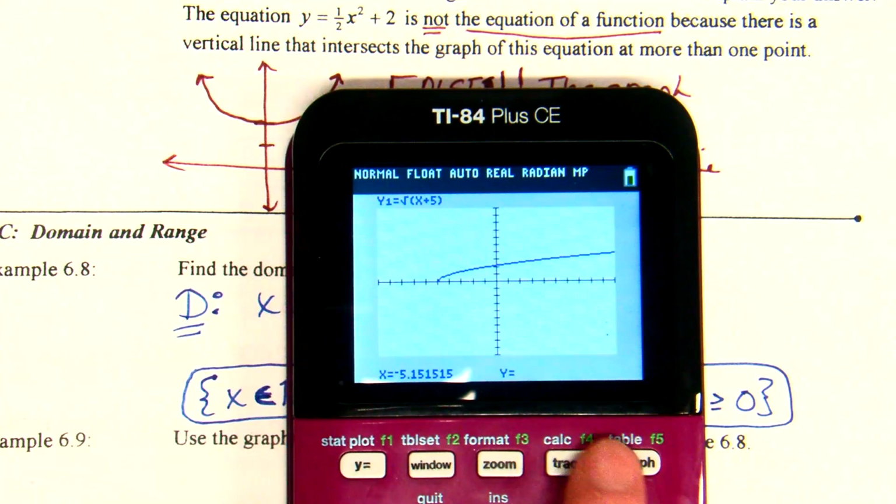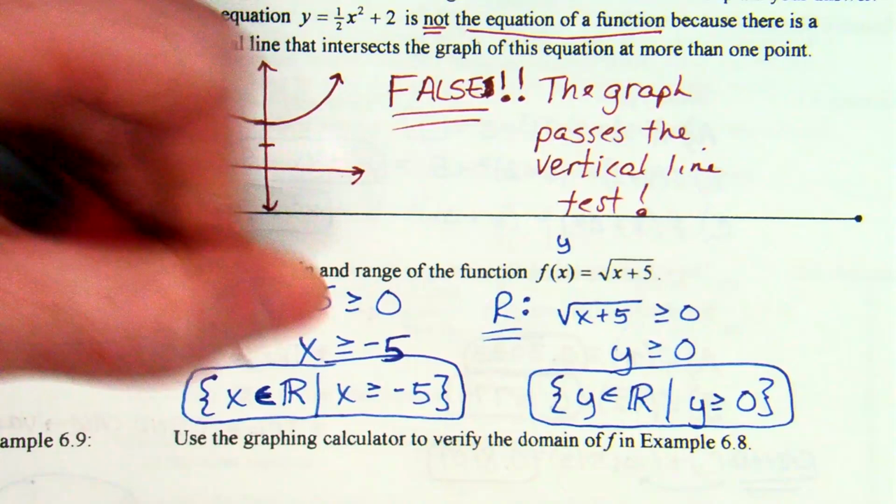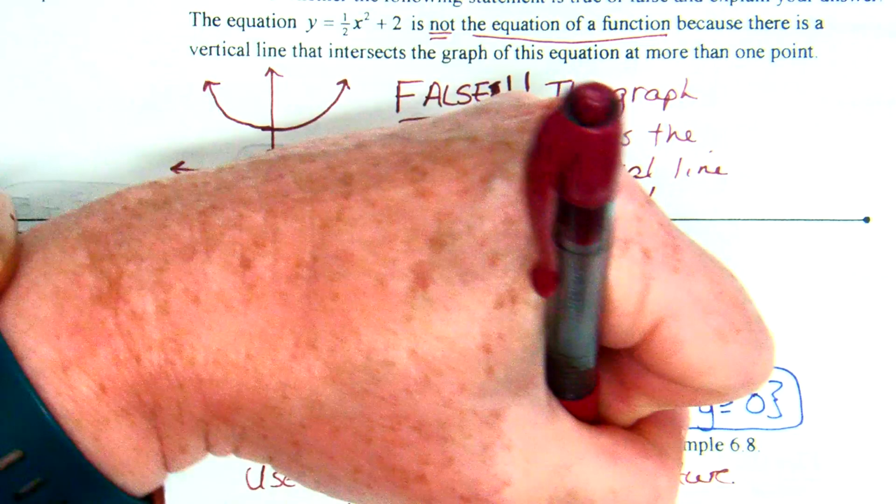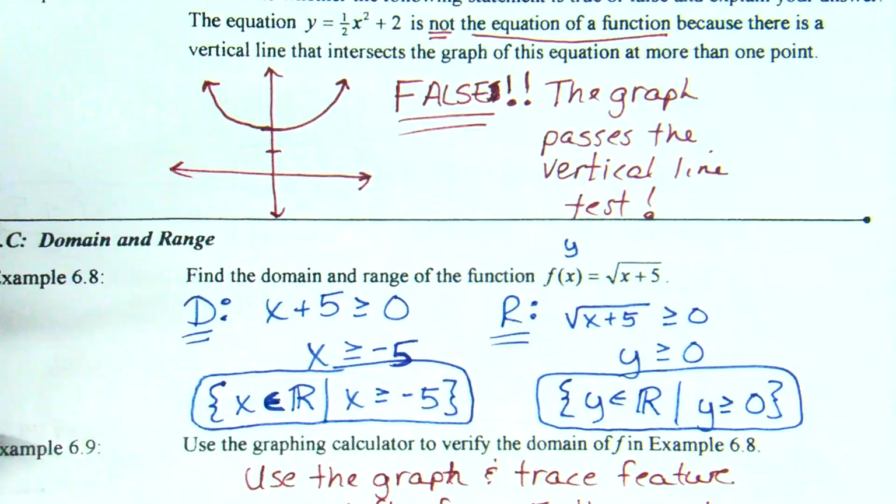Okay? So you can write yourself an explanation here, however you want. Use the graph and trace feature. Once left of x equals negative 5, the y values cease to exist. And I'm off the page. My apologies.